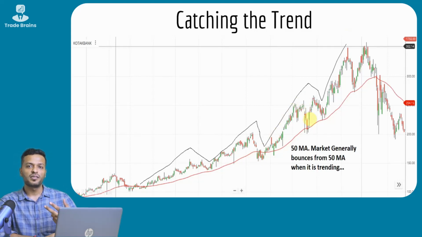So in case of a trending market, there are two important factors. First is the 50 period moving average, and try to understand what is the likely movement or trend in the market. If the trend is upside, look for buying opportunities. And if the trend is downside, look for selling opportunities.